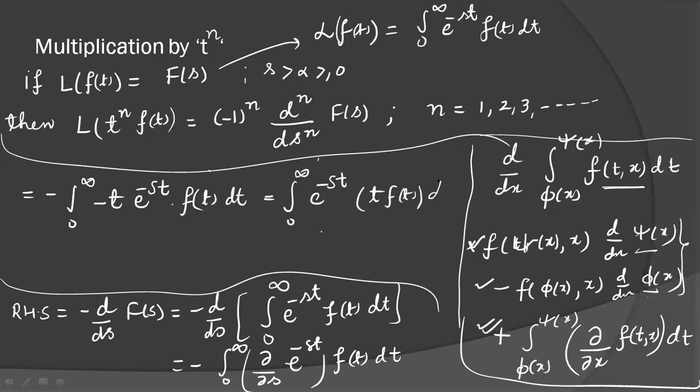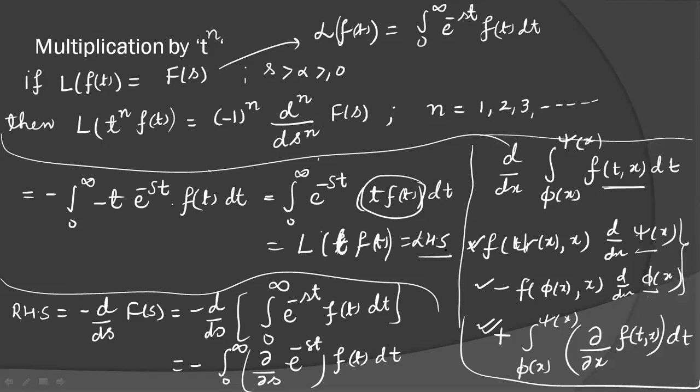You can write like this, minus minus plus, and this is nothing else than the Laplace of t f(t), because we have this function in multiplication with e to the power minus st. So it's the Laplace of t into f(t). That was the LHS. So this is the proof of multiplication by t to the power n.